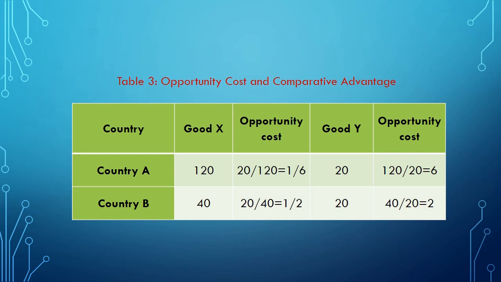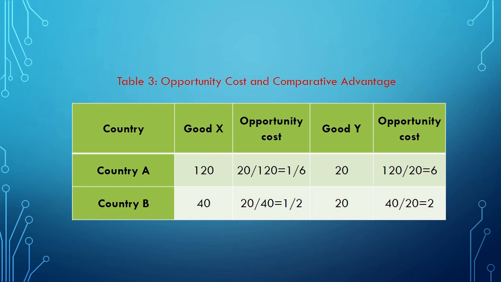Country A can produce 120 units of good X, and country A also can produce 120 units of good Y, if they want to produce only one of the goods. In this case, you can calculate the opportunity cost. To produce 1 unit of good X, country A will give up 1/6. If the country wants to produce good Y, it has to give up 6 units of good X.